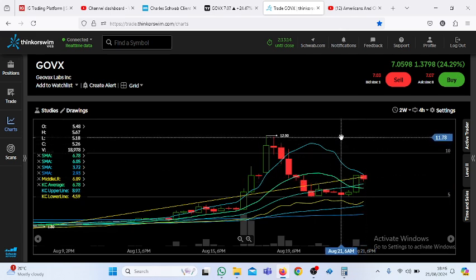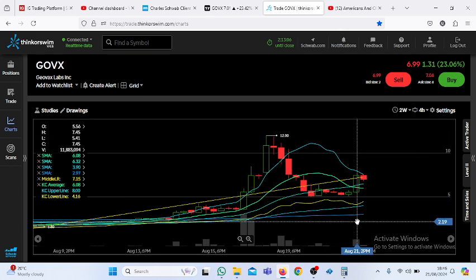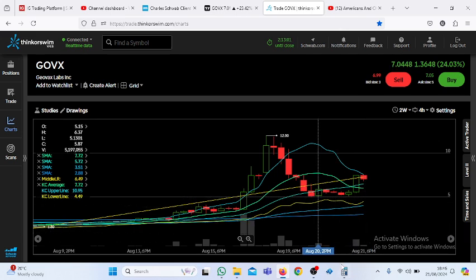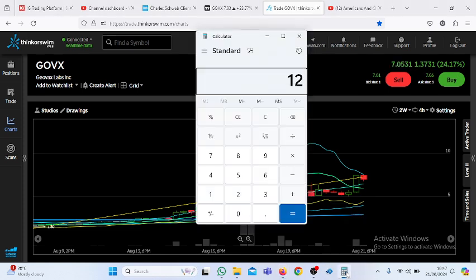We have seen an intraday high of $12. So if you take that intraday high of $12 and take this low of 4.97, 12 minus 4.97, you get 7.03. So this is the difference between that high and the low it printed so far in the very short term, 7.03.